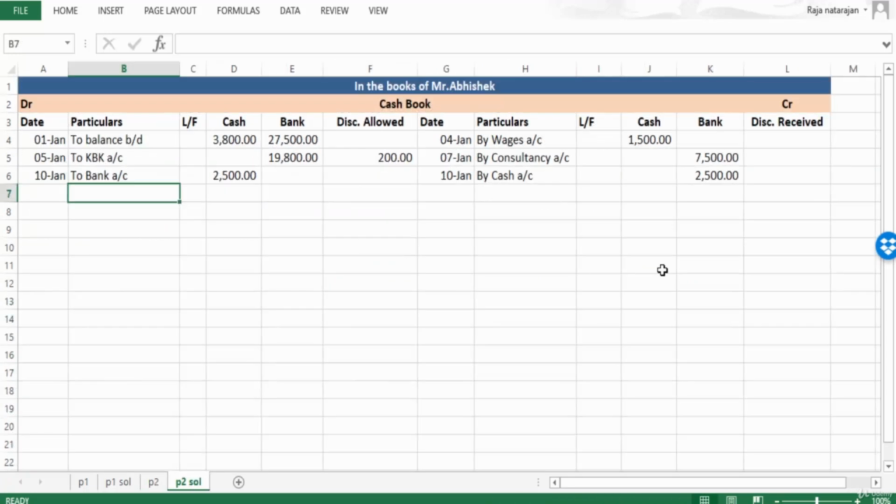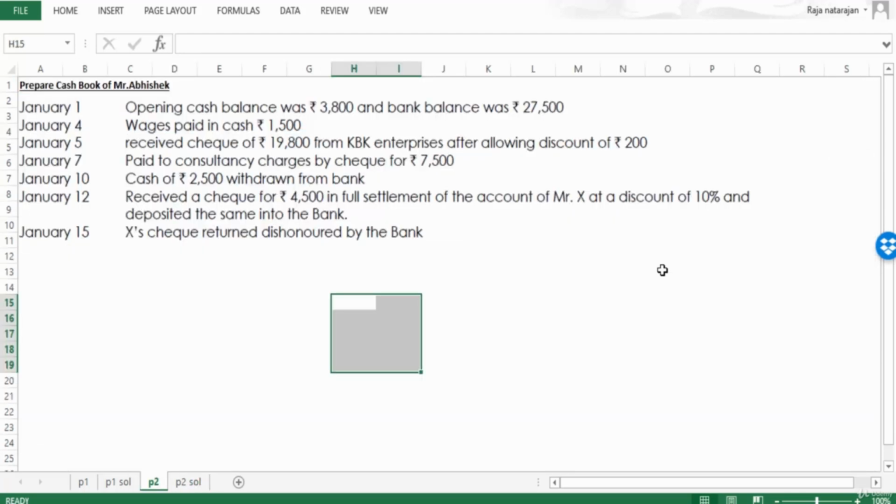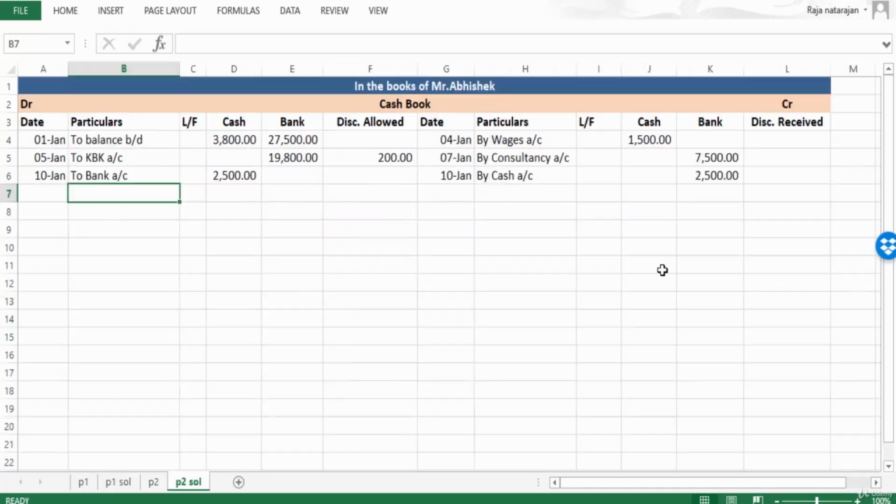So let me capture that here. Money is coming in. Is that the case? Yes, it is coming directly to the bank. Received a check. So we'll record that this is happening on 12th Jan. Debit the receiver, credit the giver. Who is receiving? Bank is receiving. How much? 4,500. And in the process, discount allowed is 500. Okay, debit the receiver, credit the giver. Who is giving? Mr. X is giving. Okay, so we'll say to Mr. X account 4,500 and discount allowed is 500. This is the position on 12th Jan.